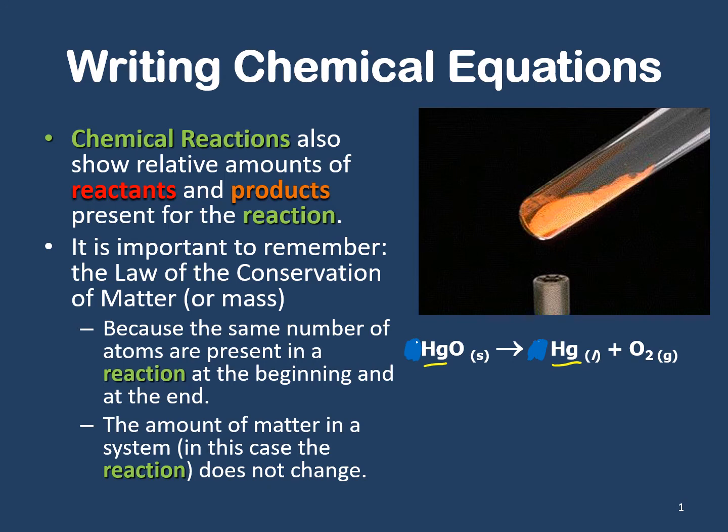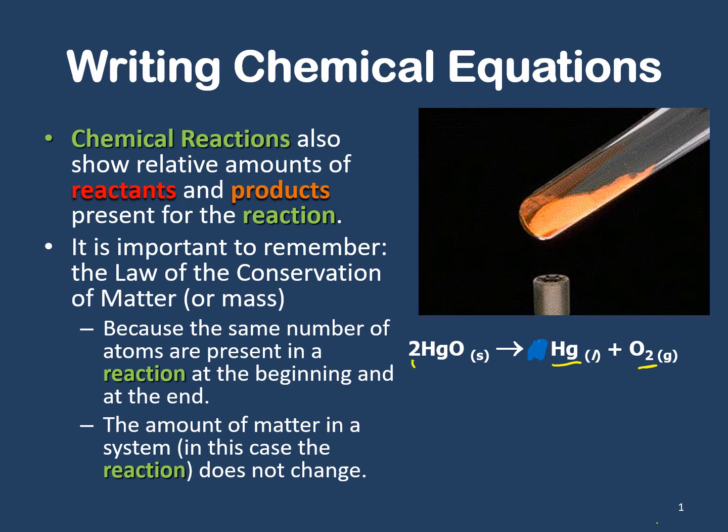But I have two oxygens here and only one oxygen here. This is not acceptable because we know we can't just create another oxygen atom out of nothing. It needed to already be there. So I need to find a way to make sure that I have two oxygens on both sides. Now, how can I do that? I can multiply my mercury(II) oxide by 2 and have two of them decompose.